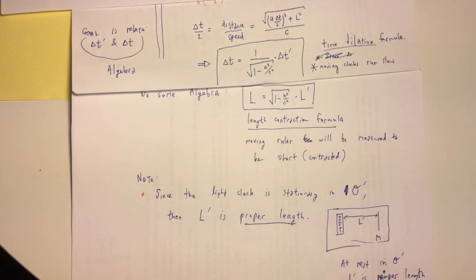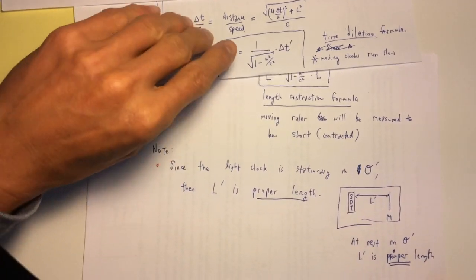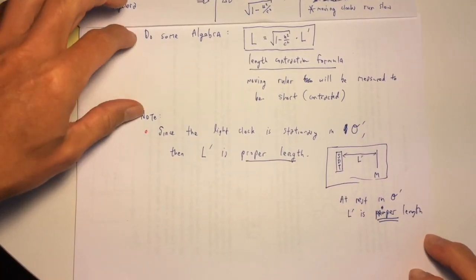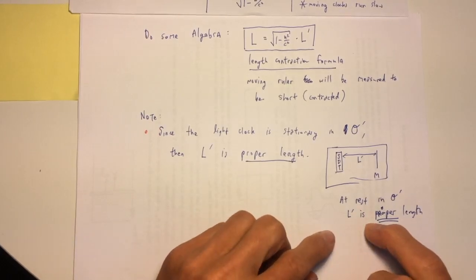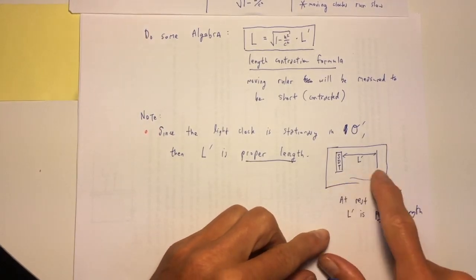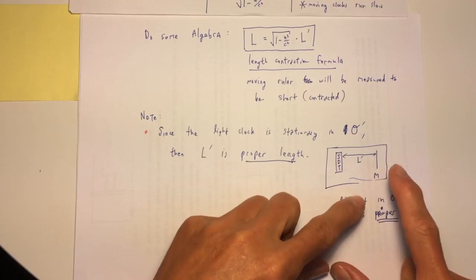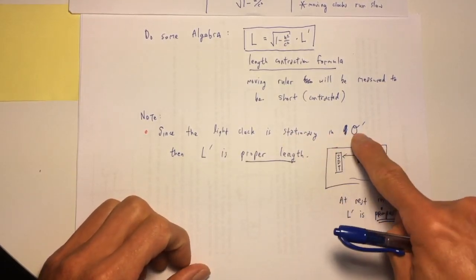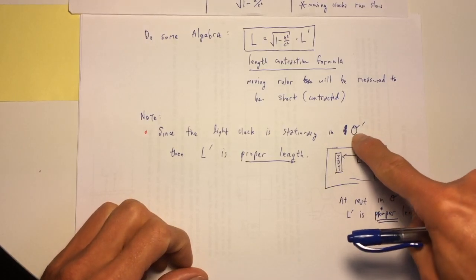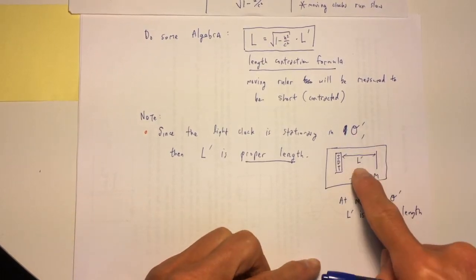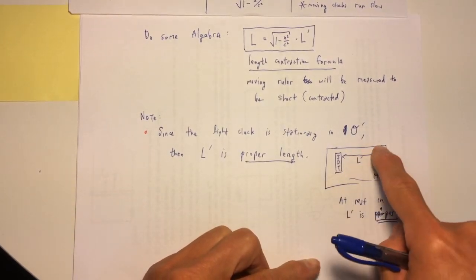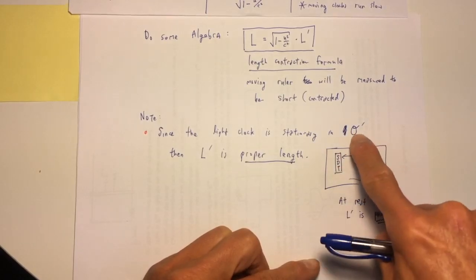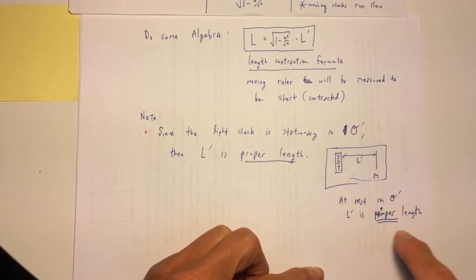Oops, I wrote some stuff you can't even see. Let me push this back up here. So I think you saw me draw this. This is just another picture of the light clock. And I'm saying that since the light clock is stationary in O prime, when the observer O prime measures the length, because it's measuring a length that's stationary in its frame, that length is called proper.